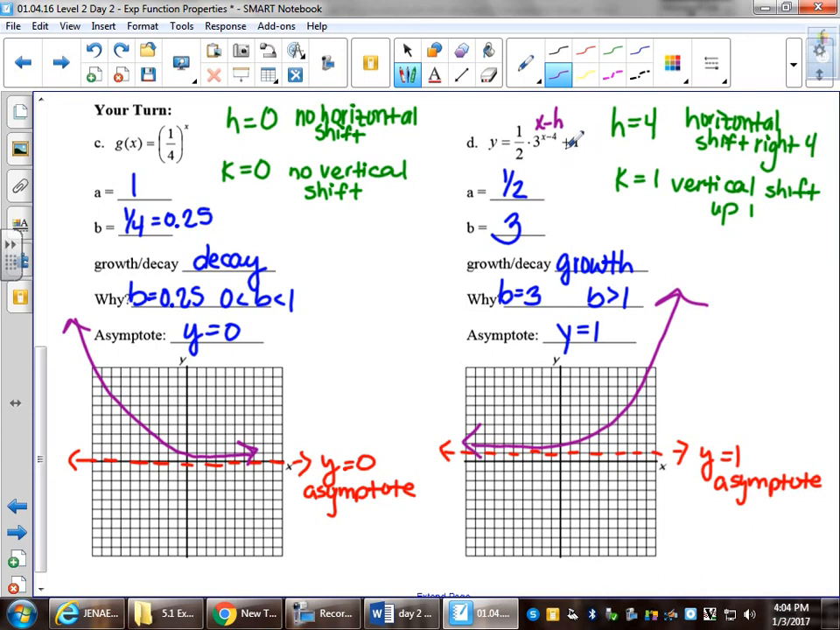And then K plus 1, so K is 1, K equals 1. That means a vertical shift up 1. That also tells me my asymptote is at y equals 1, so I draw my dashed horizontal line through y equals 1, and then it's growth. So that means left to right, the graph is moving away. Growth means away from the asymptote, left to right.